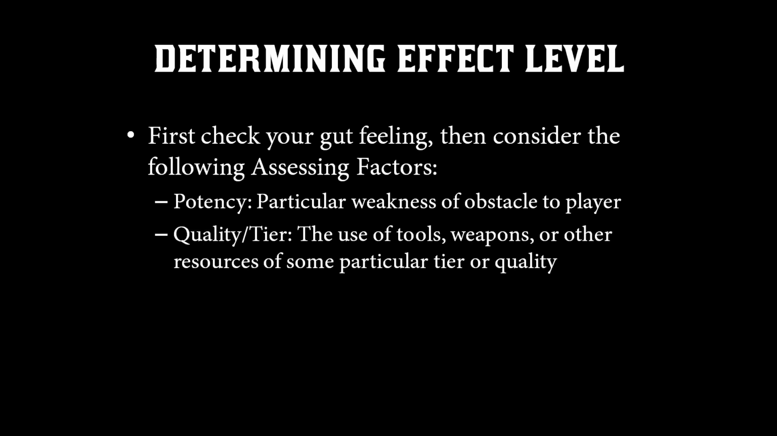Quality or tier. So the use of tools, weapons, or other resources of some particular tier or quality. What that means is fine weapons give you additional effect levels. And crew tier versus opposing faction tier. Again, the tier is another system that we will talk about in a later video. But essentially this means, is the player up against a faction that is stronger or weaker than them? That will have an influence on the effect level that they can get in their action roll.